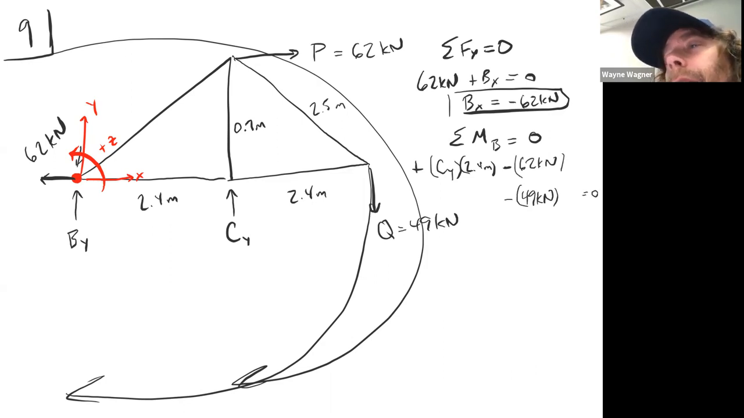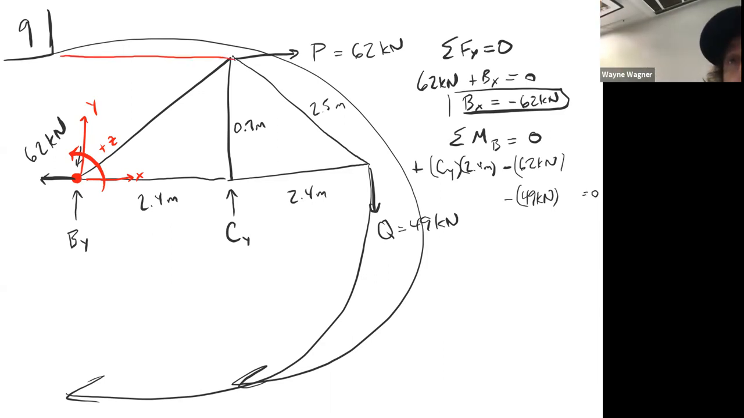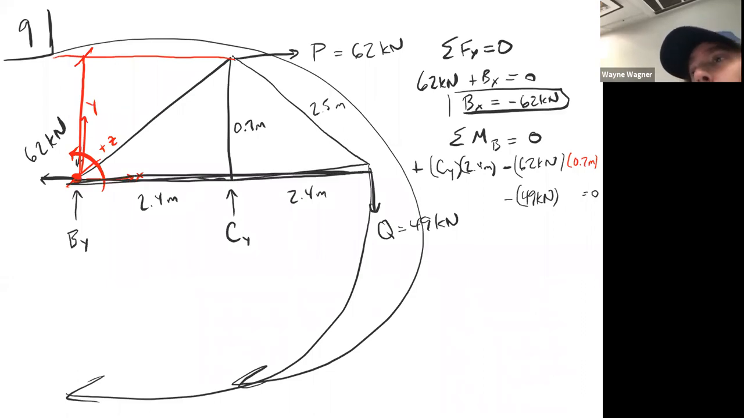Okay, equals 0. And so the moment arm for 62 is, well, let's see, we're going to back this thing up right here. Okay, that's 0.7 meters. And then the 49, let's see, its moment arm. That one's actually nice because it lines up. It's right here. So that's 4.8 meters. Okay, so then we just got to do that algebraically and figure out what that is.